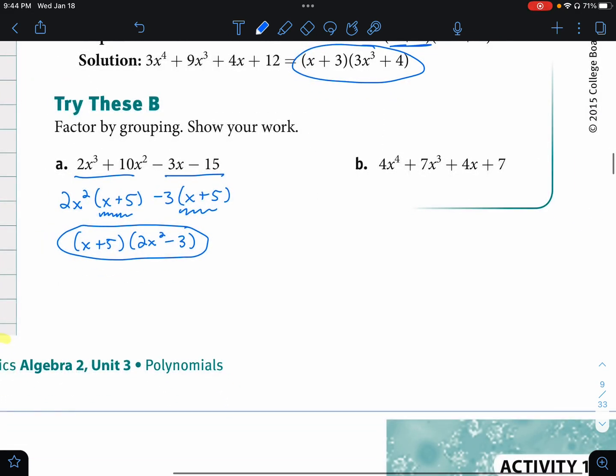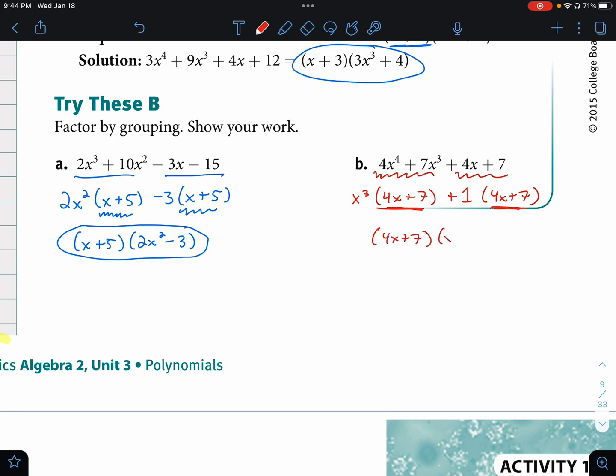I'm going to keep that up there. Let's switch colors. Common pair, common pair. I see x cubed. That leaves me with 4x plus 7. And here's a trick: everything has a common factor of 1, so I can always factor out a 1 if I don't see anything else common. Hey, look at that. Those two parentheses are the same. 4x plus 7 leaves me with x cubed plus 1. And for right now, that's good enough.